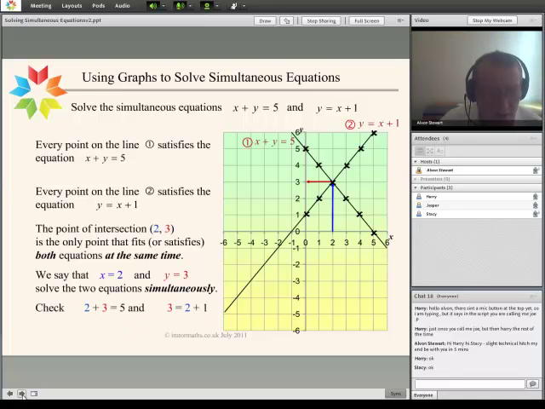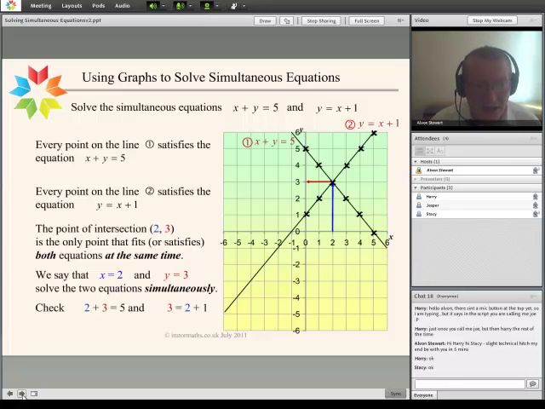So there we go. It would have been x plus y equals 5, but we're using 2 and 3 for x and y, and we can see that 2 plus 3 does equal 5. So that one works. Let's put 2 and 3 into the y equals x plus 1 equation, and we get 3 equals 2 plus 1. 3 equals 3. So we've proved that one works as well.